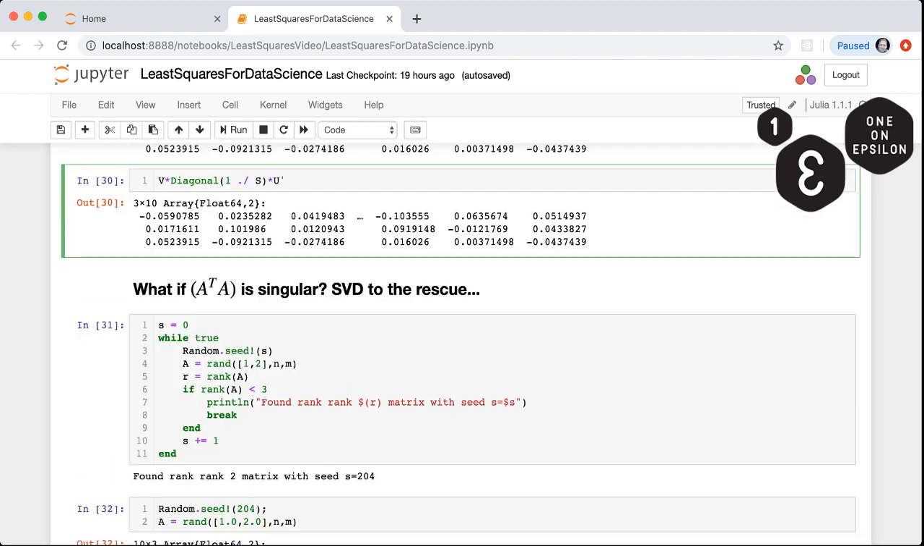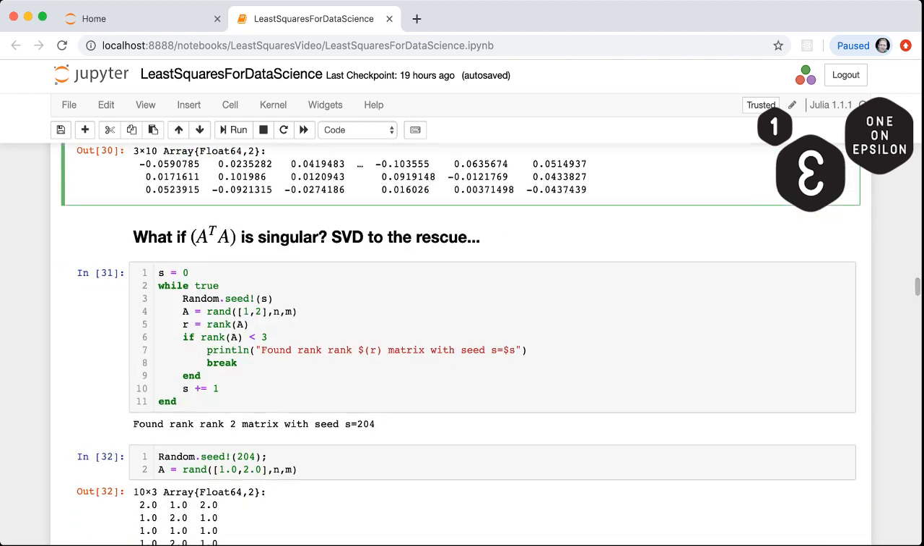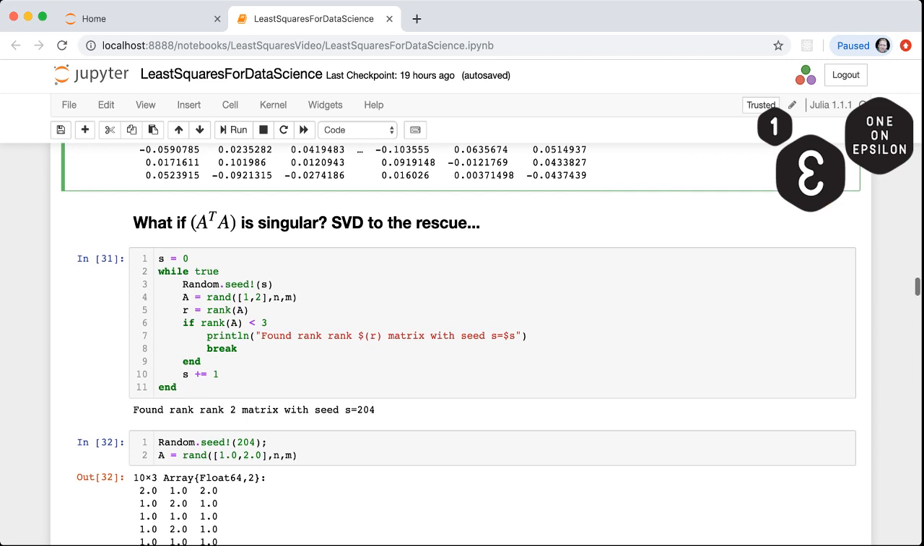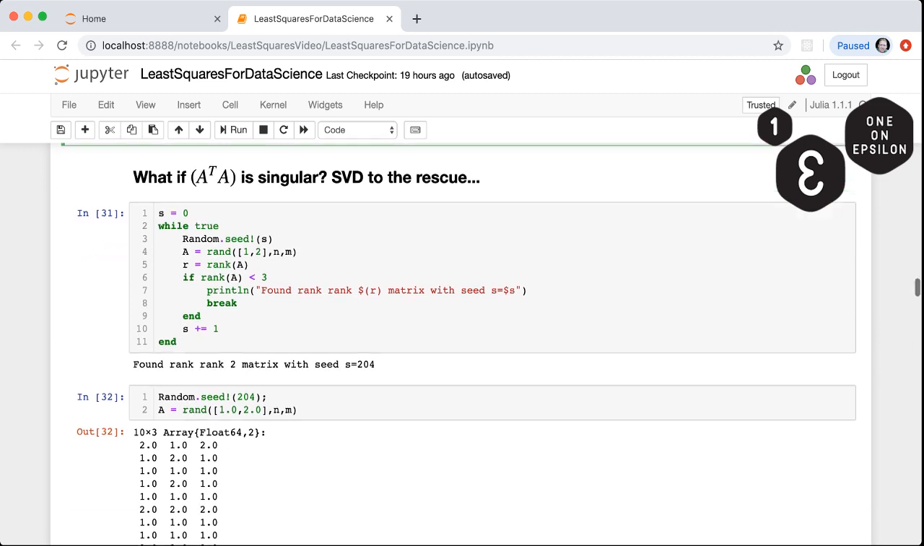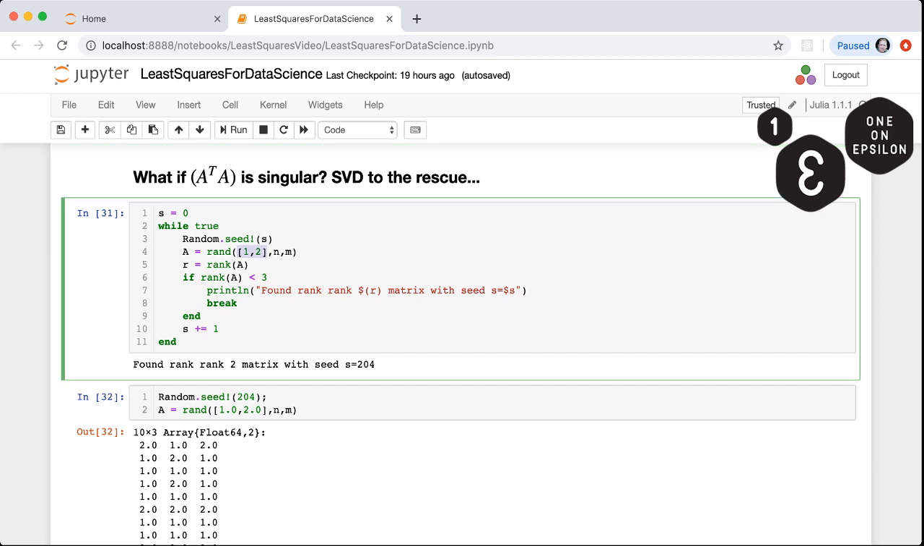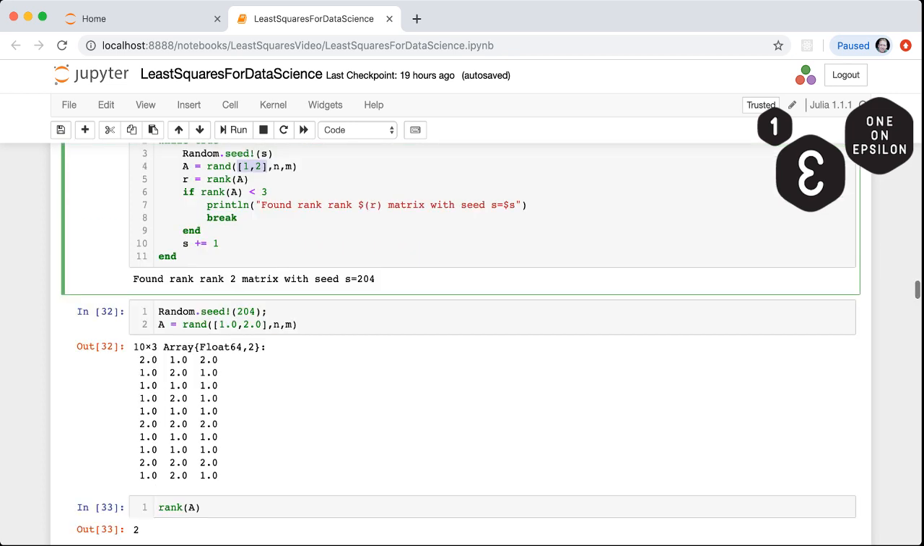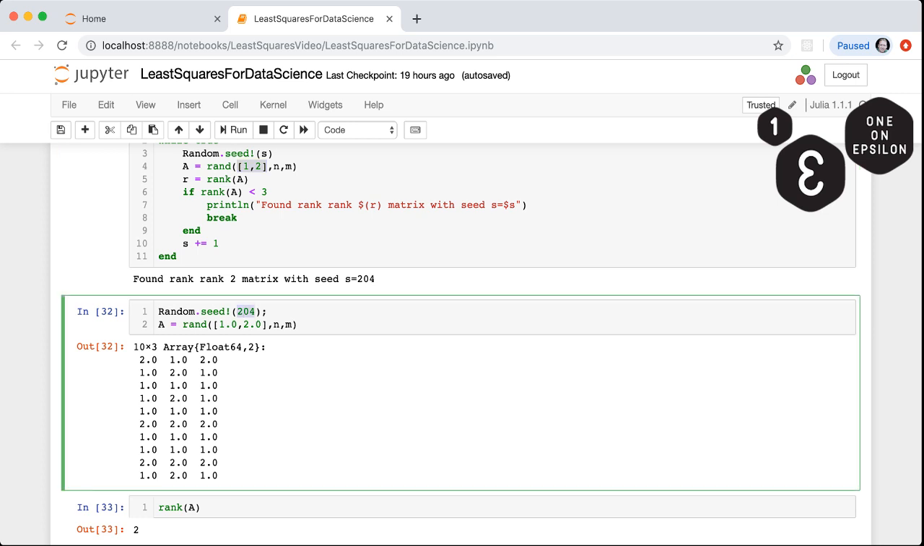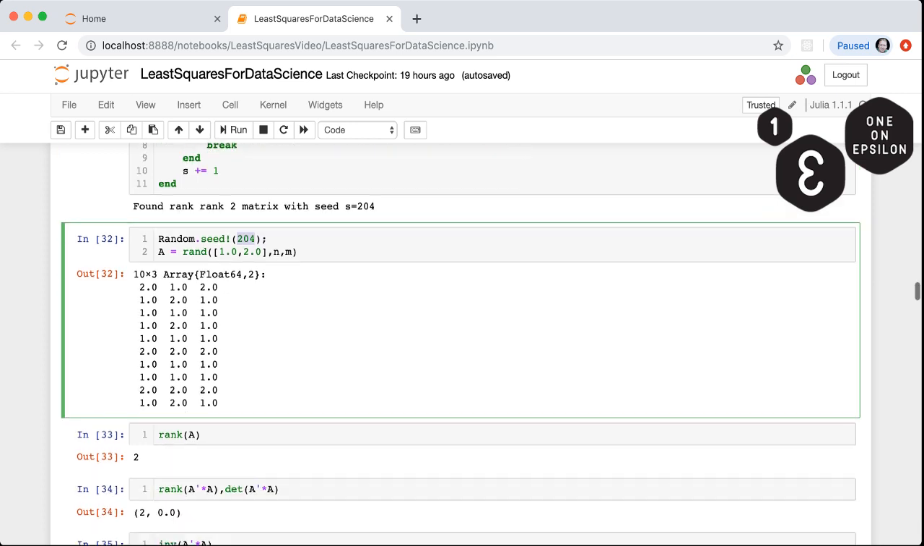A transpose A will be singular if and only if A has columns that are not linearly independent, meaning linearly dependent columns. So this bit of code actually sweats a bit to find a matrix A that is of rank 2. Since we're getting matrices here with integer coefficients, this will happen after we sample enough random matrices. And indeed, from the 204th sample, we get this matrix A that has a rank of 2.